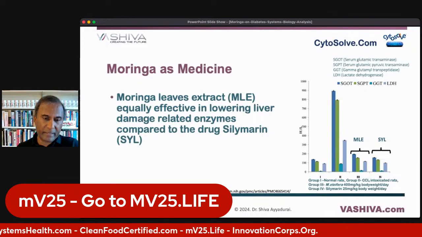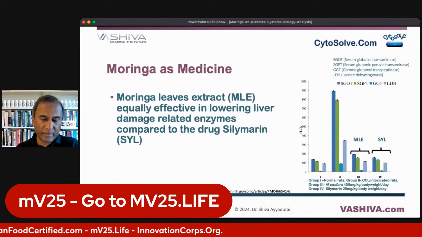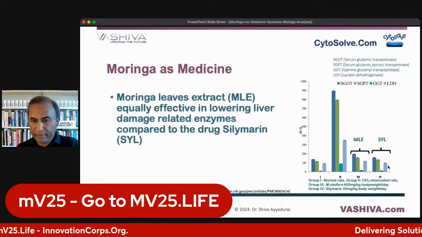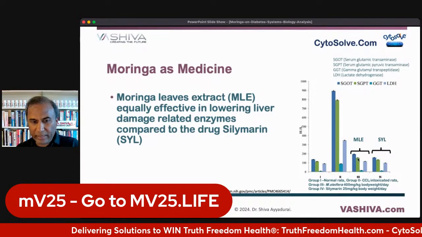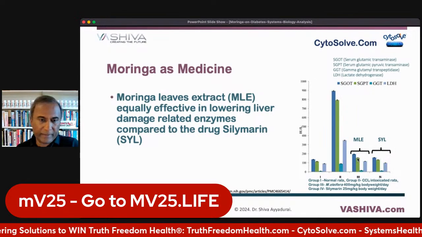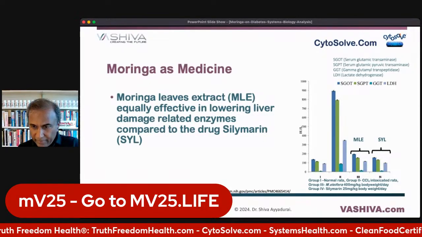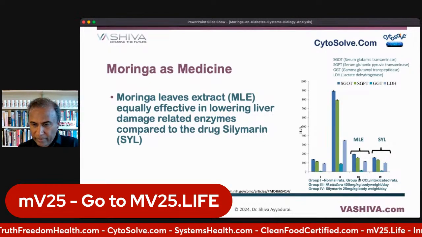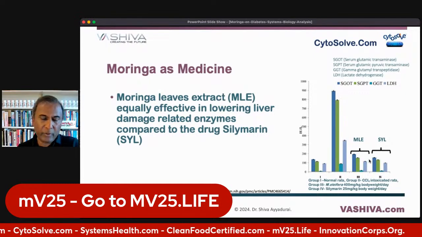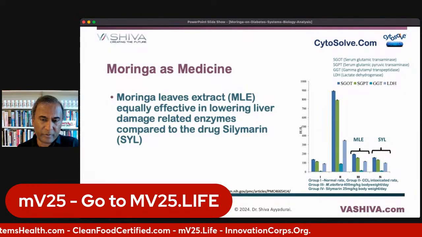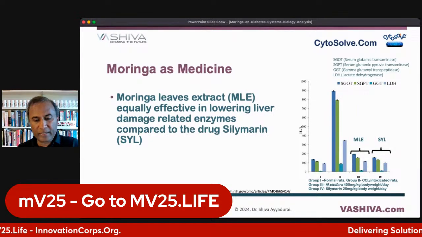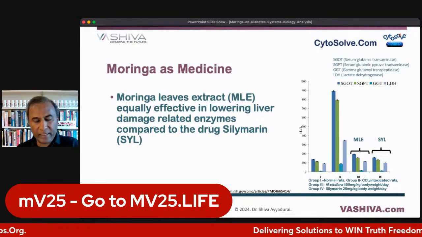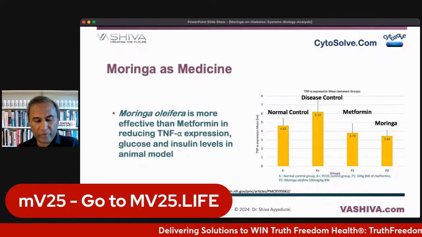Another thing people found is that the Moringa leaves extract, MLE, short name, is equally effective in lowering liver damage related enzymes compared to the drug silymarin, okay? So you can see right here that we have the control case, the disease case, and then we have the fact right here that Moringa is equally effective. It's pretty close, right? But this is the major drug. So Moringa is equally effective in lowering liver damage related enzymes compared to the drug silymarin. That's something that I think should also be of note, because the liver is key. Functioning of the liver is key in diabetes, just like controlling glucose is.